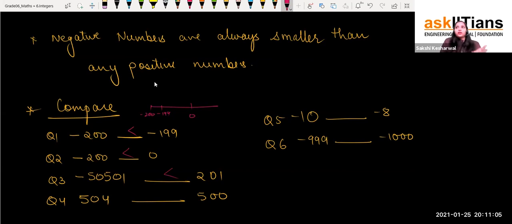We have been doing ascending order, descending order, everything, the comparison. So 504 is greater than 500, right? Similarly, minus 10 or minus 8, which one is greater? If you see that this is 0, this one will be minus 8, and this will be minus 10. Minus 8 is closer to 0, so this one is greater, right? Similarly, minus 999 or minus 1000. Both are again negative numbers, so the negative number which is closer to 0 will be greater. So this one is greater, right?